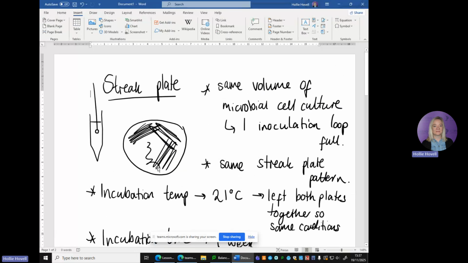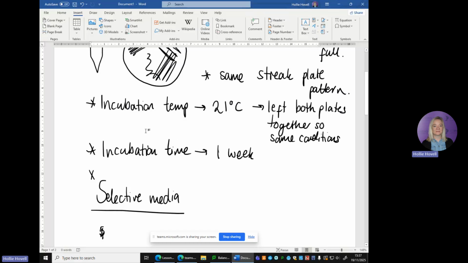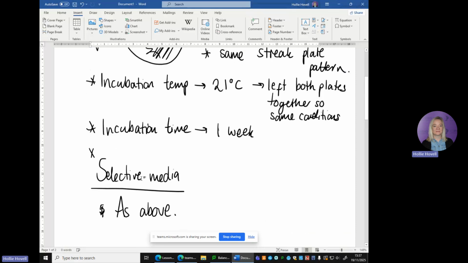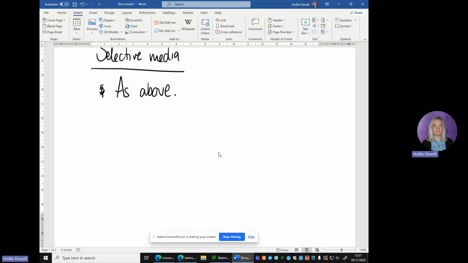So then you were looking at the selective media, and you filled in your selective media table if you did it on both plates. So you could just say for that, if you're comparing the growth on the two plates, basically it's the same as above. I think I would just say for that, just put as above, because you need to have grown them in the same way in order to compare them. So it's a fair comparison. Then you did the colony morphology. So you're looking at the colonies.